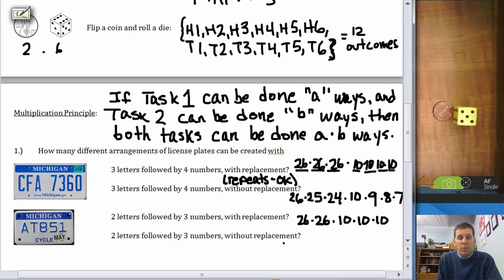For 2 letters followed by 3 numbers without replacement means repeats are bad. So you have 26 letters for the first letter. If you choose an A, you can't choose it for the second letter. That gives you 25 for the second choice.